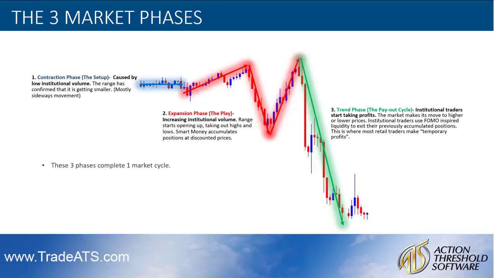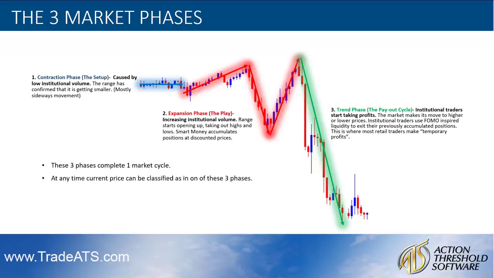Back to the lesson. So these three phases complete one market cycle. So you have the contraction phase, expansion phase, the trend phase. Once these three phases have played out, you've gone through one market cycle. You can expect it to go through the three phases again.